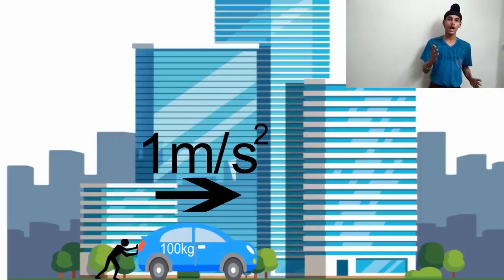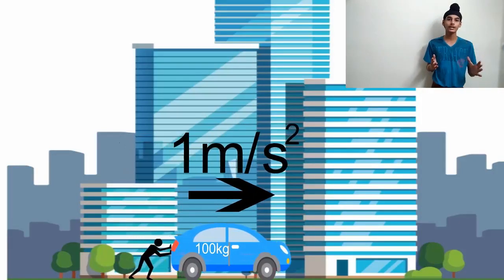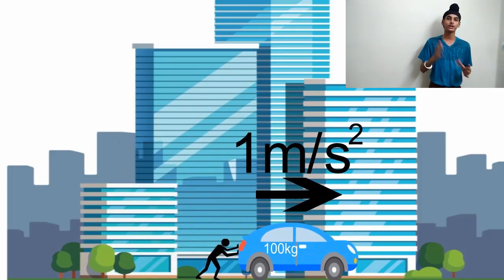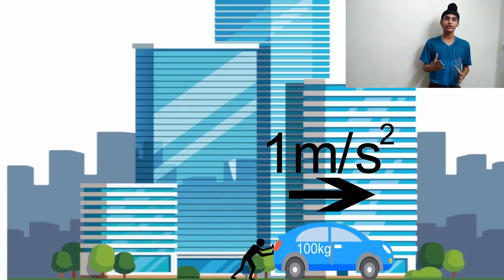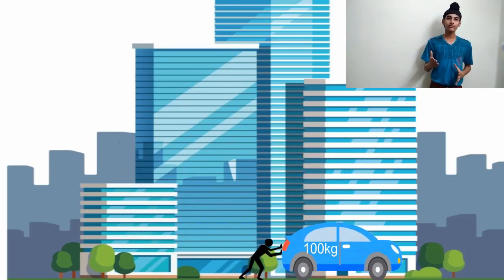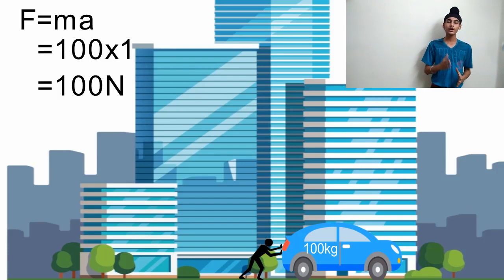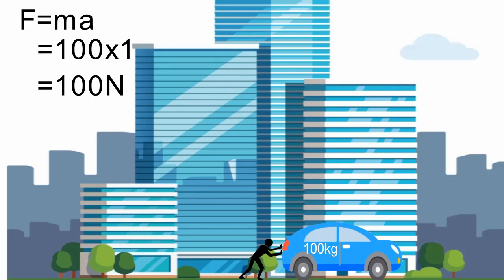Consider you are pushing a car towards the right which is 100 kg and its acceleration in this case is 1 meter per second square. So what is the force with which you are pushing the car? To calculate the force, we can use Newton's law. We have mass, we have acceleration. The equation is F equals ma. If you put the value of mass and acceleration, it comes out 100 into 1. That is 100 Newton. So the force with which we are pushing the car is 100 Newton towards the right.